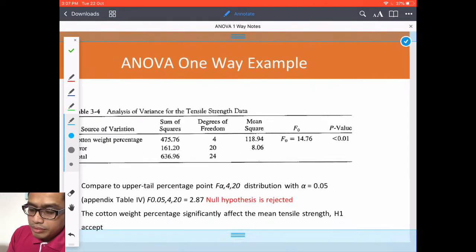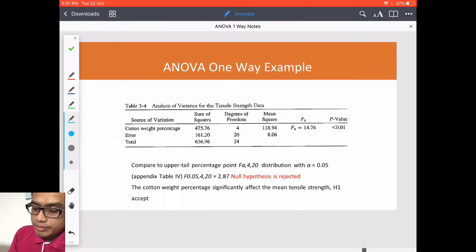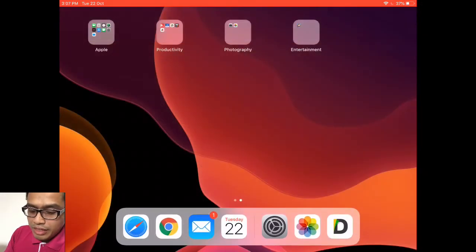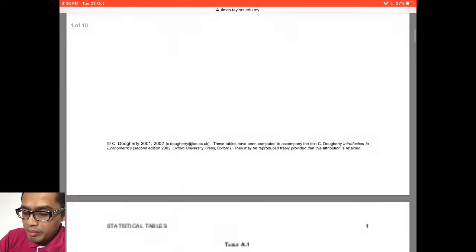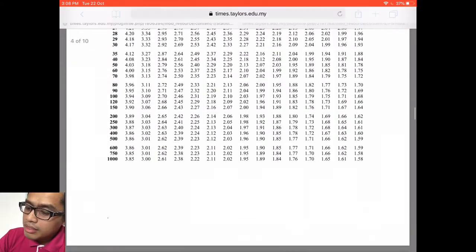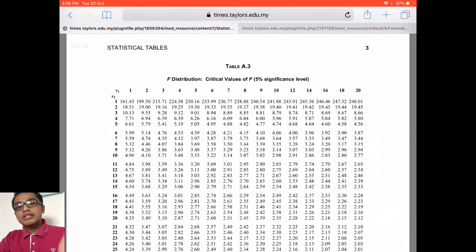Now, let's go to the table. I don't have it here, so that means I need to go to my tables. This is the formula sheet, and this is the table. Take a look at page number 3, towards the end of the page is the critical value of F. Therefore, this is for the F distribution, and this is ANOVA one way.